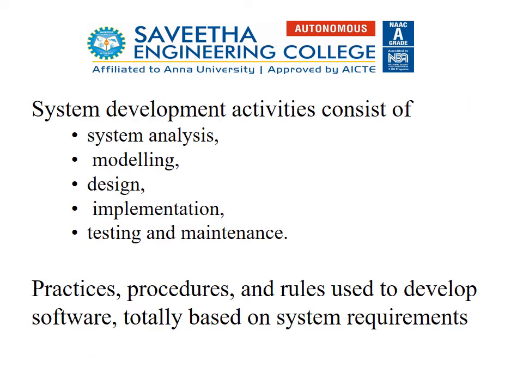In this slide, try to recollect the development life cycle we go through to develop a particular process. System development activities consist of the analysis phase, then modeling, designing, implementation, and finally testing and maintenance. These are the different phases we go through to develop any particular software, and in each and every phase of this development we are going to apply object-oriented programming concepts. That is what OOAD says: practices, procedures and rules used to develop software totally based on system requirements.